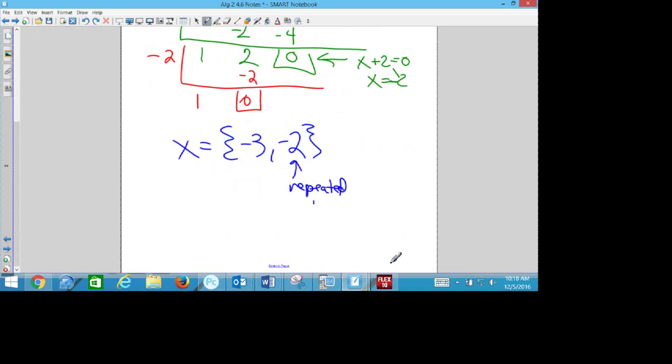On that test, would you need to identify that -2 is repeated? Only if I ask you to. In higher level things, if I just say find the zeros, you find the zeros. If I specify, tell me about the multiplicity, or are any of them repeated, something fancy like that, you know what multiplicity means, right? Yeah, it happens multiple times. So it's only specified on your homework.